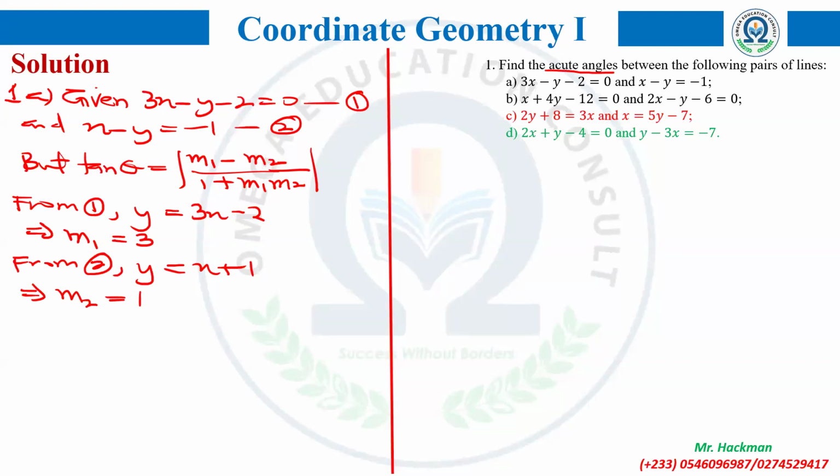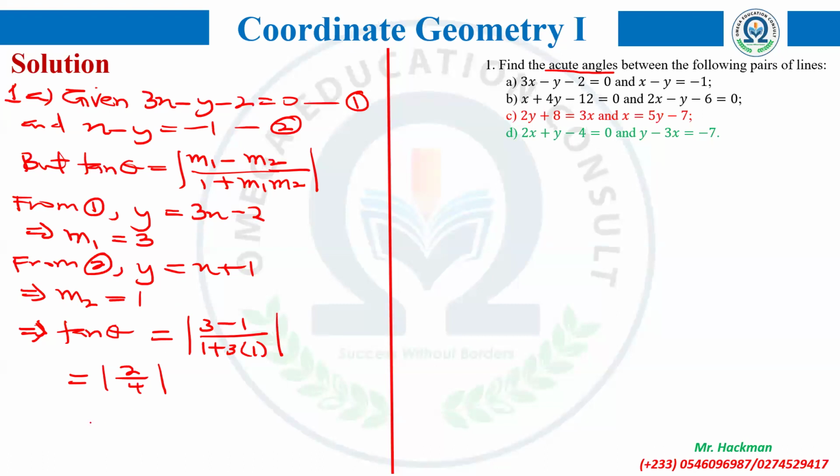Okay, so at this point we can go and write. This implies that we are going to substitute. Tan theta will be equal to the absolute value of your numerator, M1 minus M2. M1 is 3 minus M2, which is 1, all over your denominator, 1 plus M1, which is 3, times M2, which is 1. Absolute value of that. So tan theta will be equal to numerator 3 minus 1, which is 2, over denominator 1 plus 3, which is 4. Is my point well made?